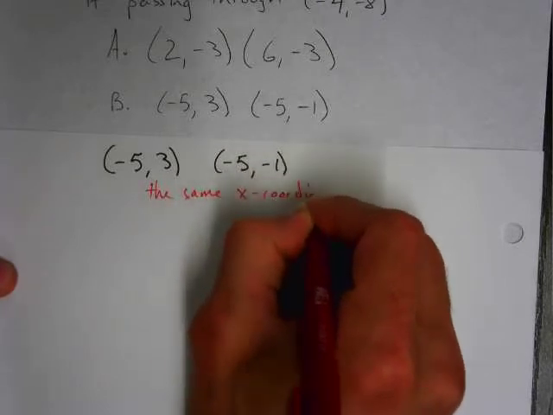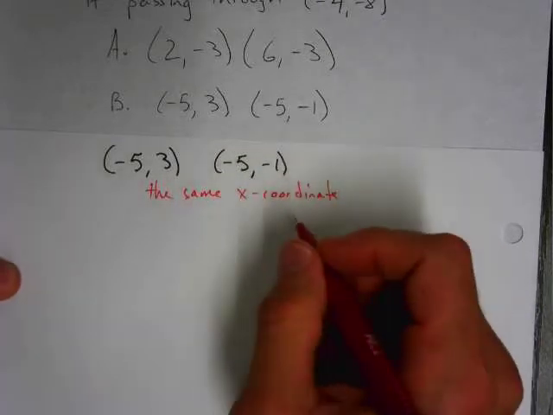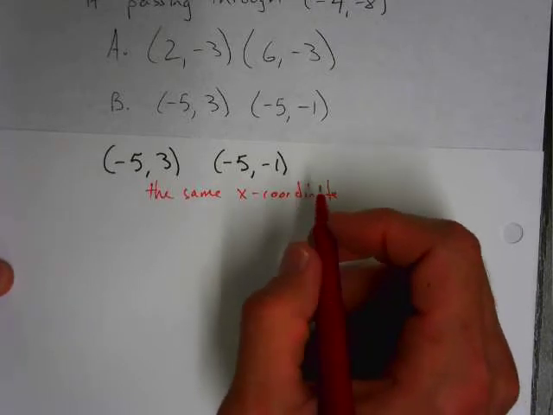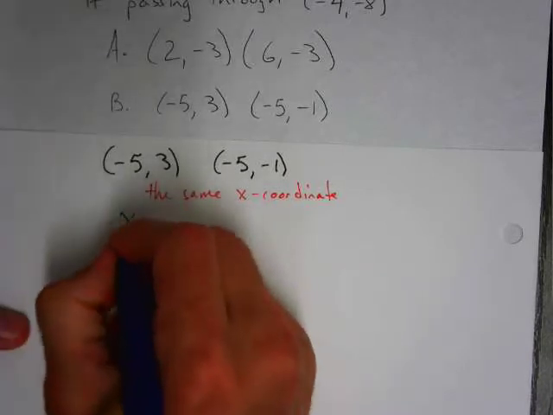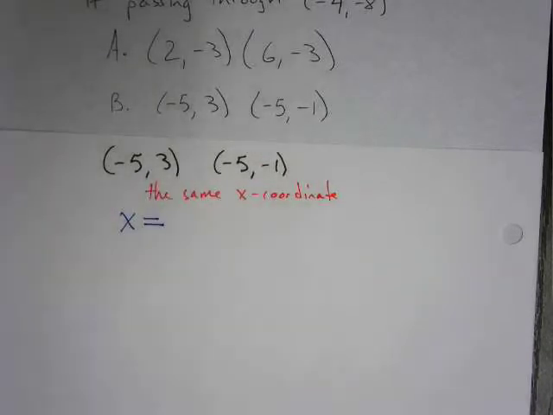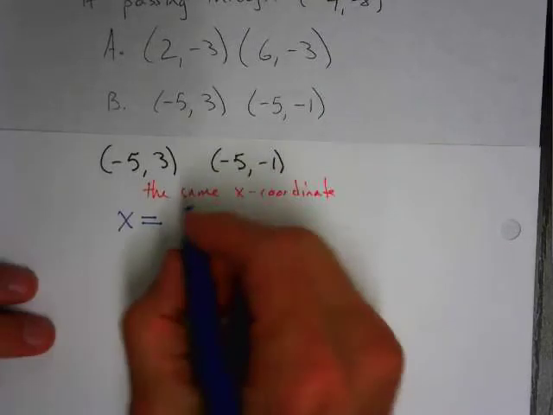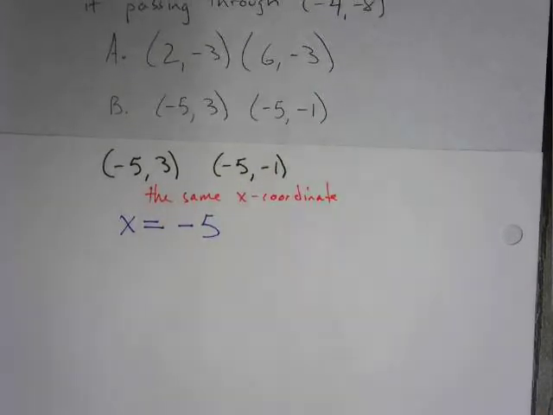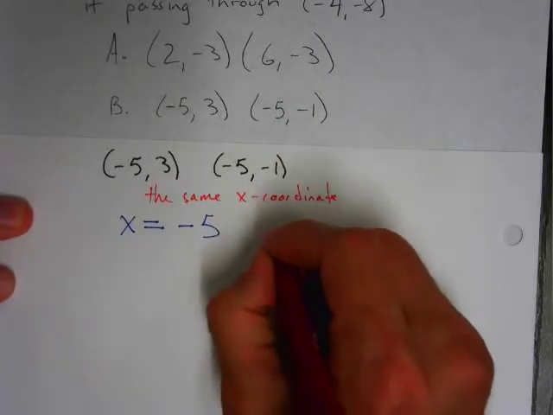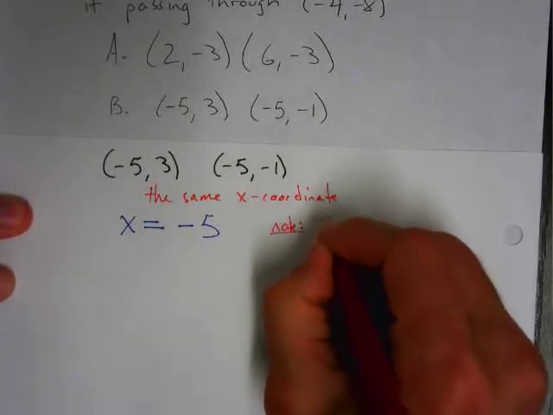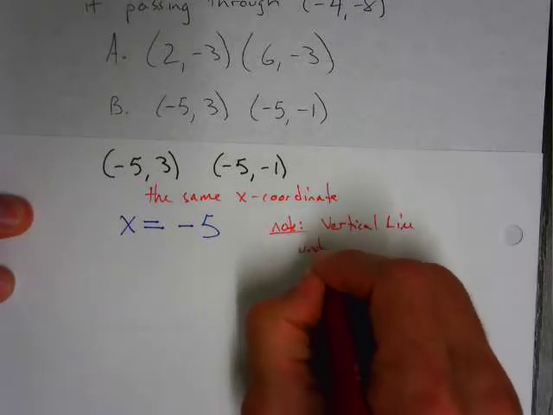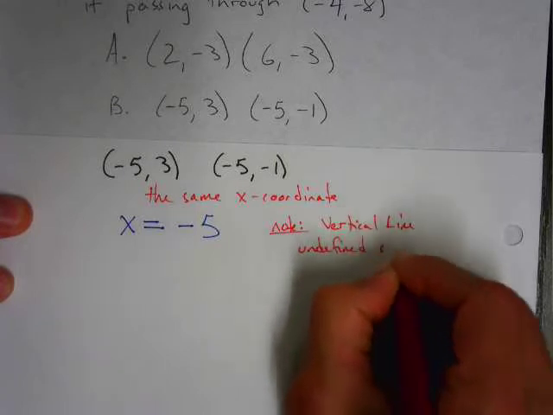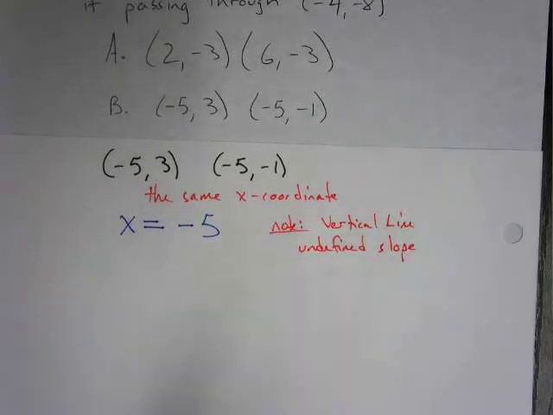And as we know from the previous lesson, if we have the same x-coordinate, we know what the equation is going to be. It's going to be x equals whatever, and in this case, it's going to be -5. And if we have the equation x equals -5, we also know that we're dealing with a vertical line, and the slope is undefined. So these are just important things to have all together, wrapped up in your head.